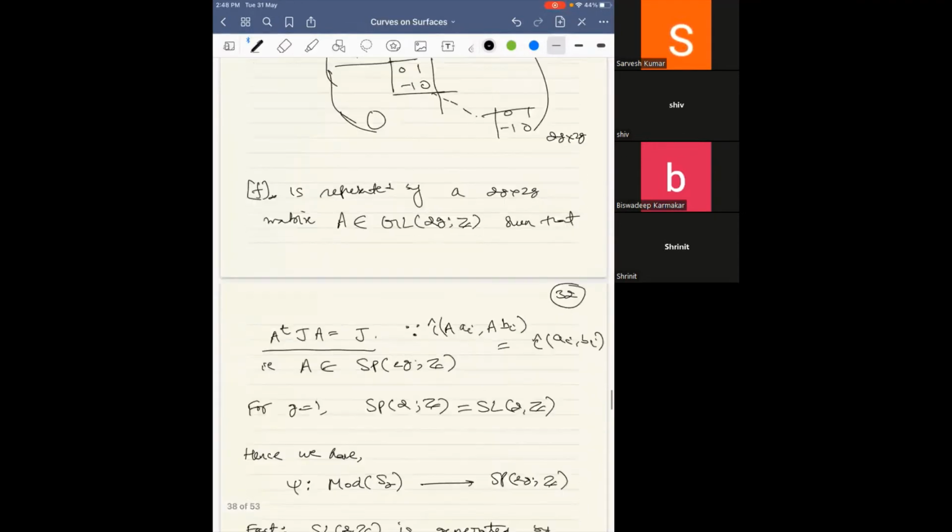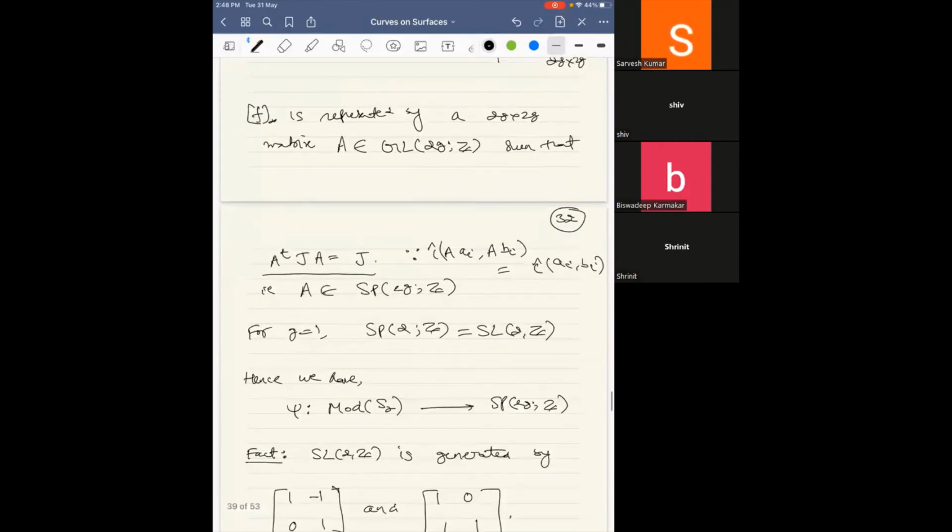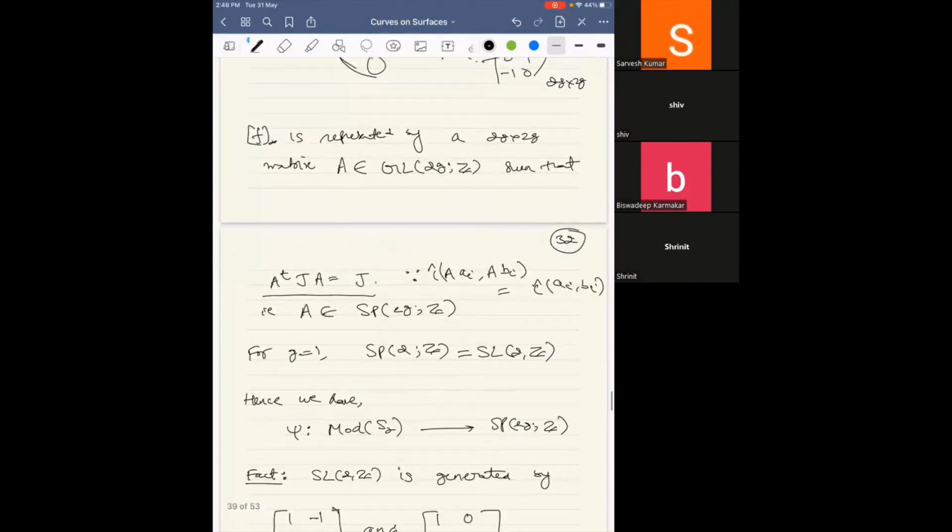So what is happening? You are starting with an element of the mapping class group, look at its action on the integer homology, and it gives you an element of the symplectic group. So this is called the symplectic representation. For any mapping class group element, you get an element in the symplectic group. And this is a group homomorphism, you can see. So this gives you a representation.